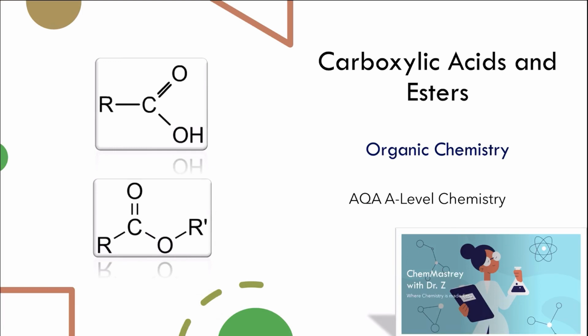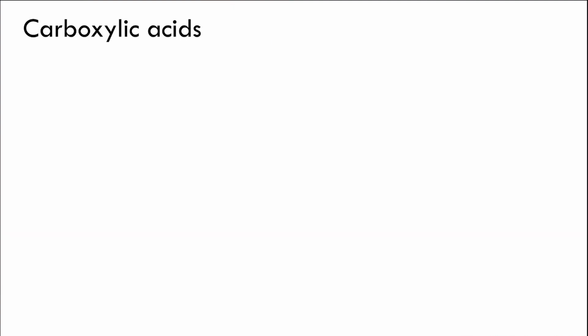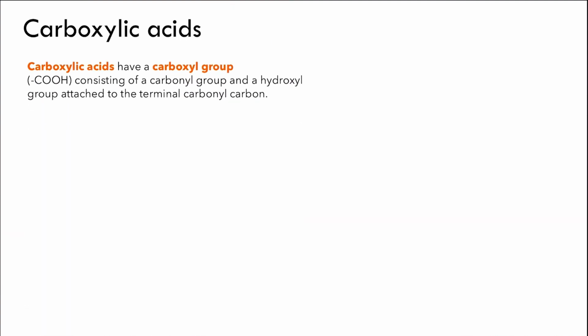In this video, I will be talking about carboxylic acids and esters. So carboxylic acids are one of the homologous series of organic molecules. They have the carboxyl group functional group. The carboxyl group consists of a carbonyl group, and to the carbon of the carbonyl you can find a hydroxyl group attached to it as well. This whole group as a whole is called the carboxyl group.